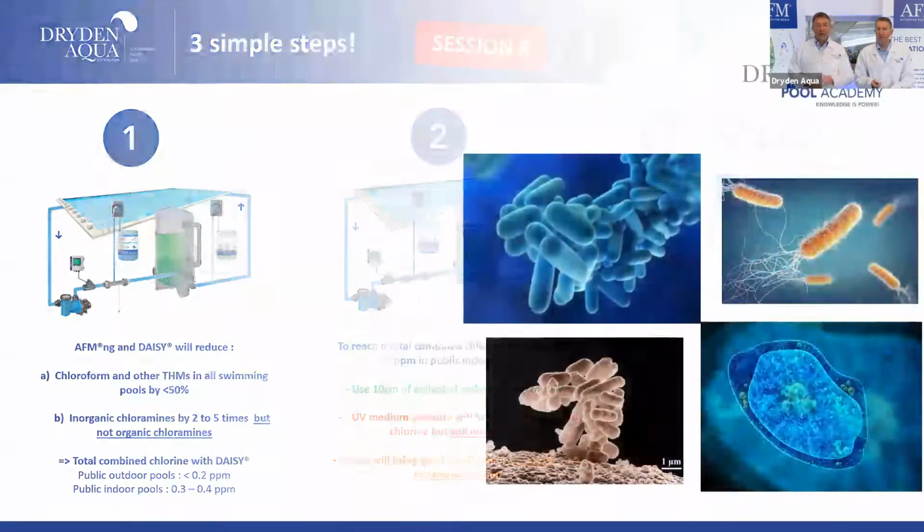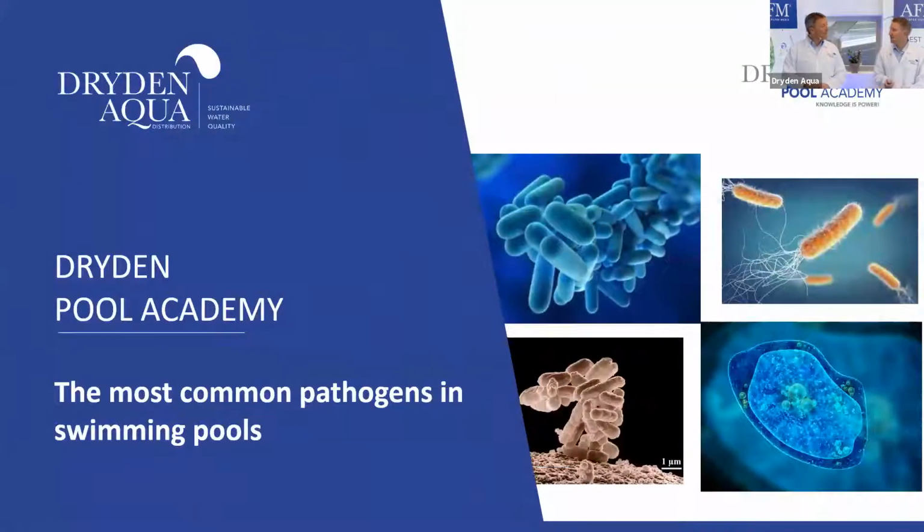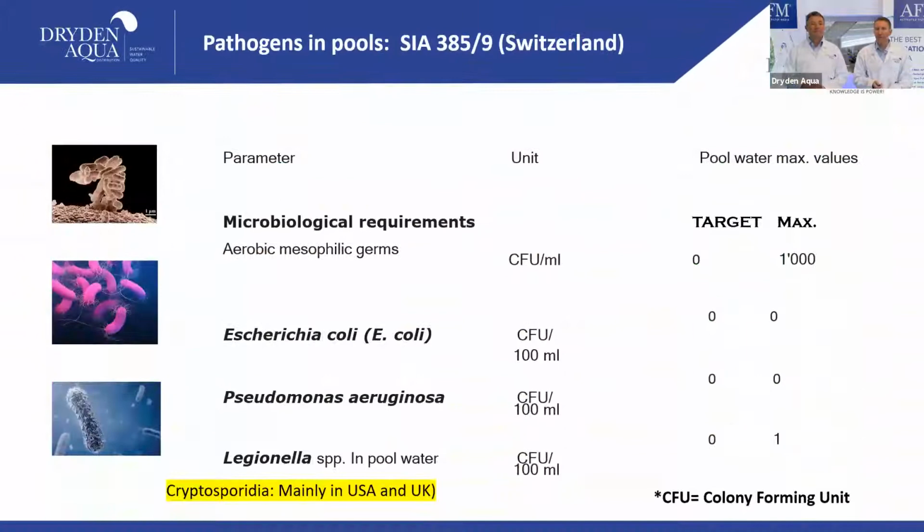If you haven't seen it, go in and have a look. So what are the most common pathogens in swimming pool water? You see them here. Sorry for the format, but this is how you find it in the DIN norms or in the Swiss or in any of the norms. You're looking at the aerobic mesophilic germs. We call it germs for the future. You're talking about E. coli, Pseudomonas aeruginosa, and Legionellas. We go through them in detail.